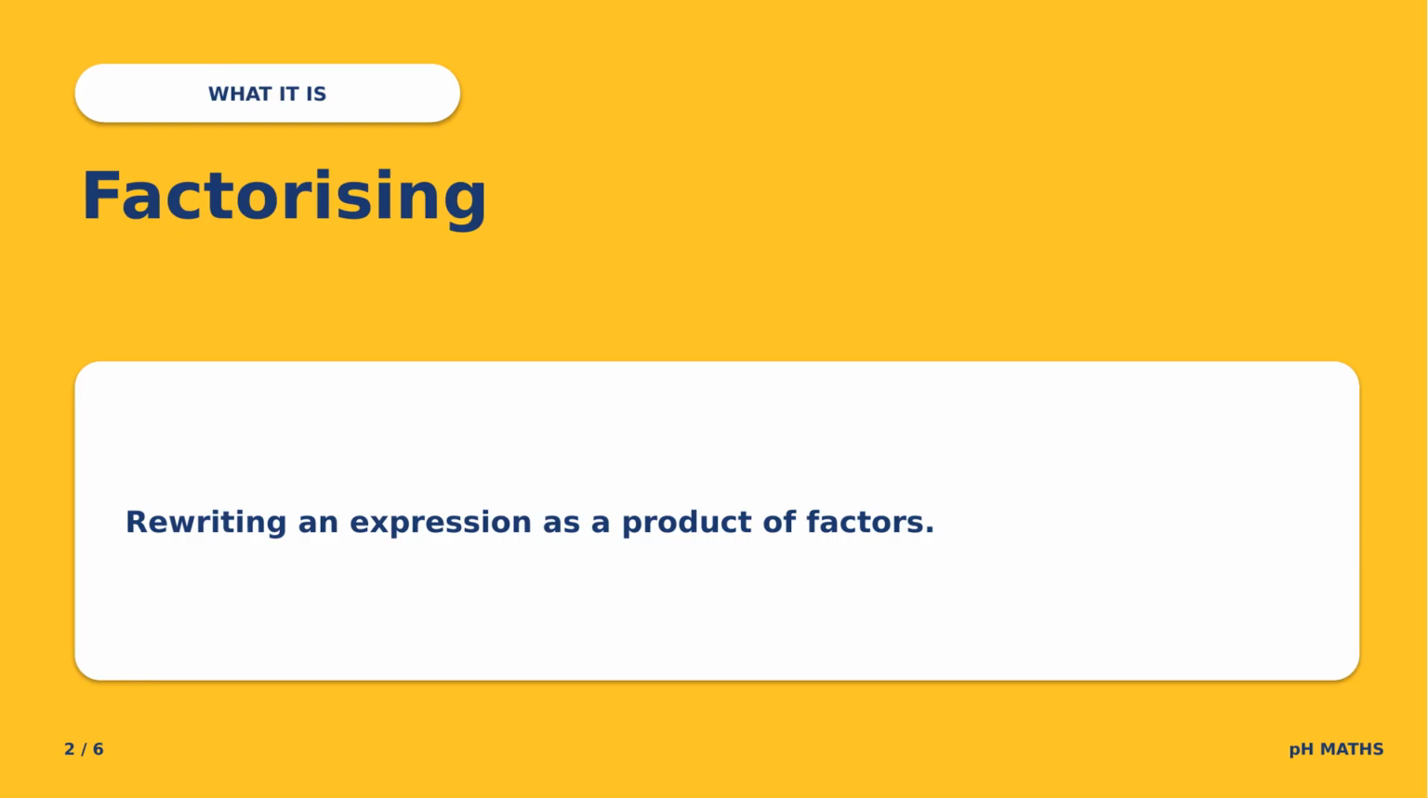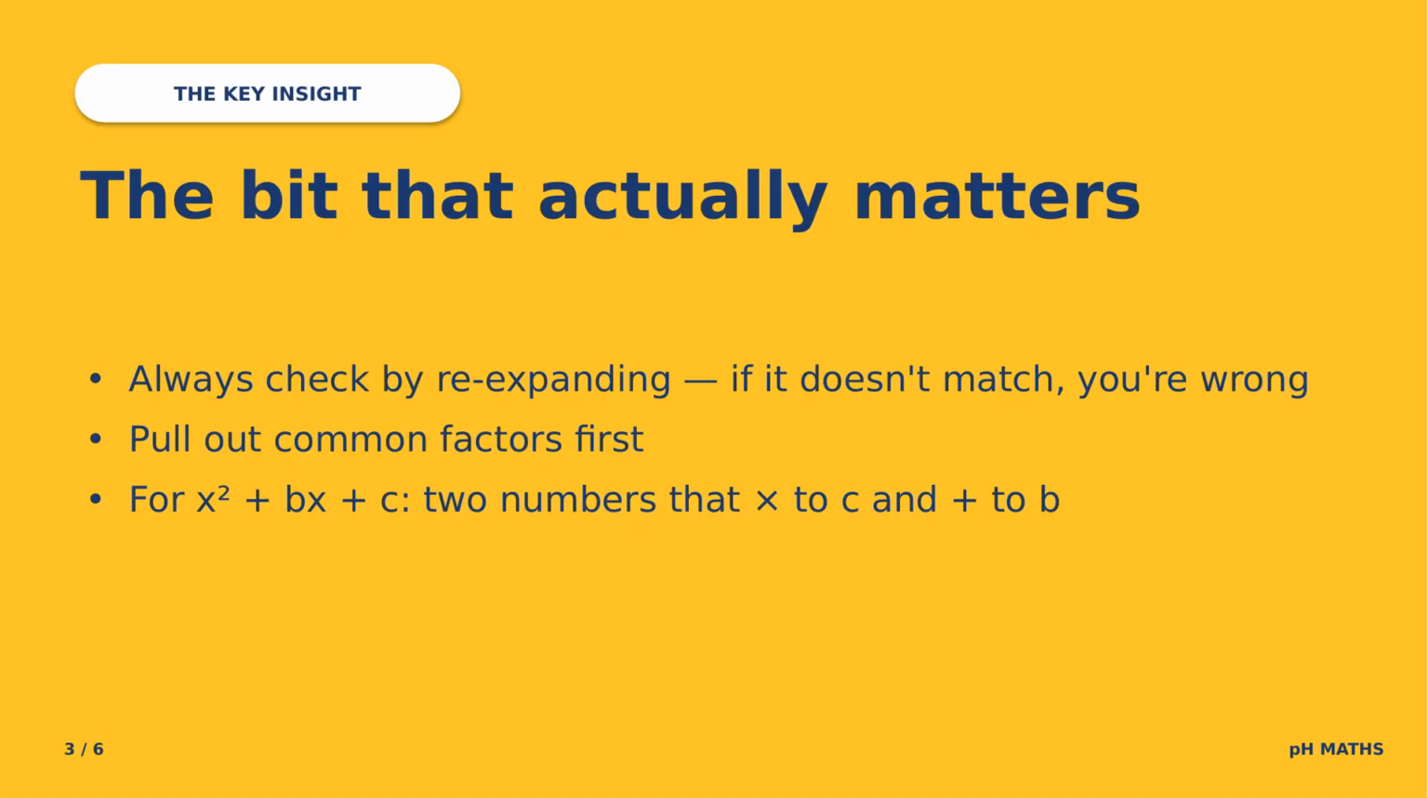That's the quadratic case. Key insight: always check your answer by re-expanding. If the result doesn't match the original, you've factored wrong. Start by pulling out the highest common factor first, then for a quadratic of the form x squared plus bx plus c, find two numbers that multiply to c and add to b. Those two numbers go inside the brackets.